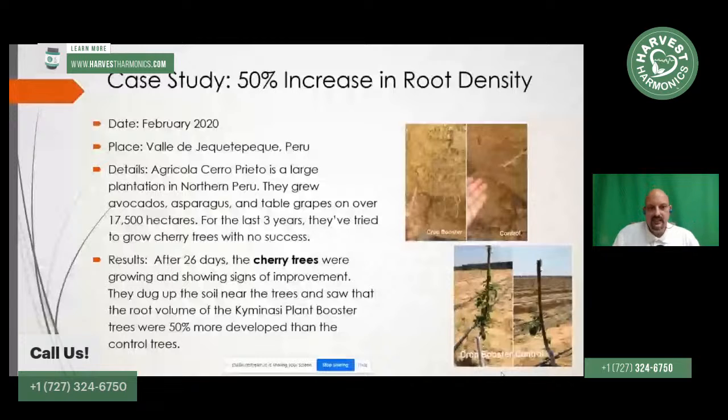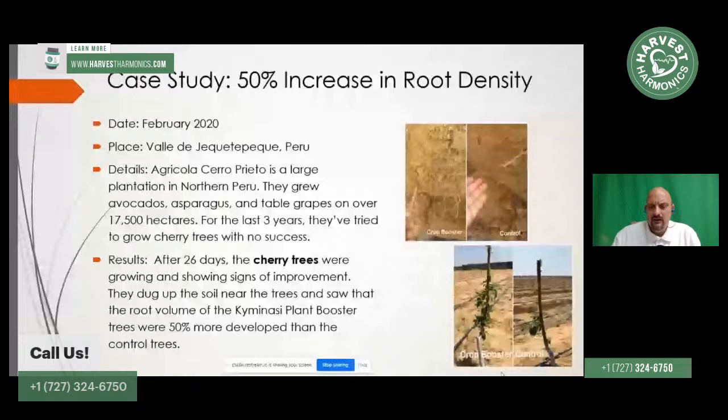The interesting thing about this particular farm is, he grows all kinds of different crops. He grows avocados, asparagus, table grapes, and I think he's got over 500, or what was this, 1,500 acres? I mean hectares, I'm sorry, 1,500 hectares. I mean, he's got a huge operation.